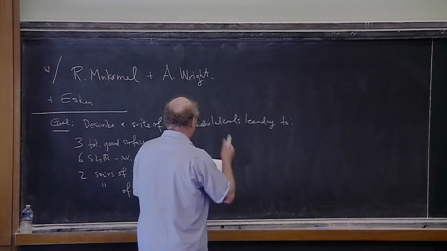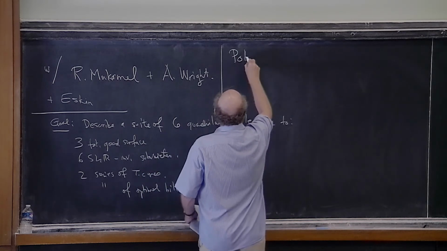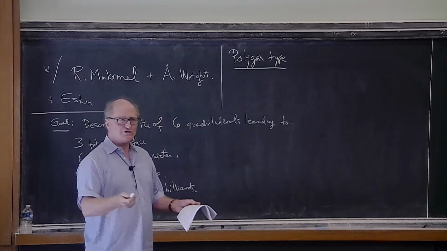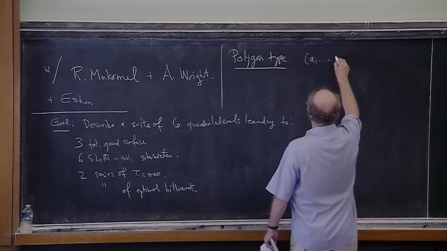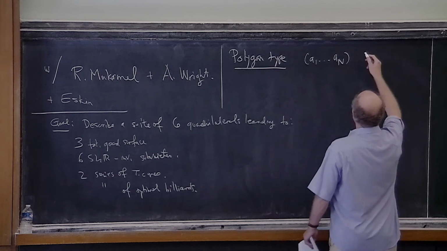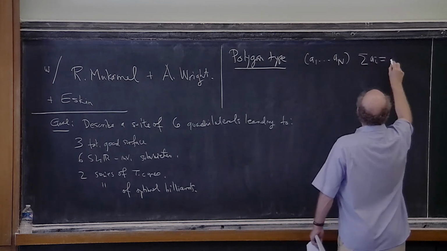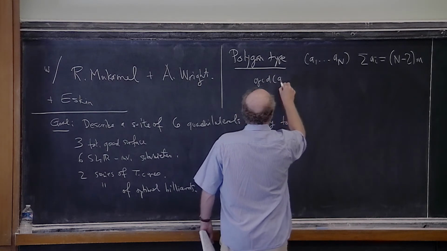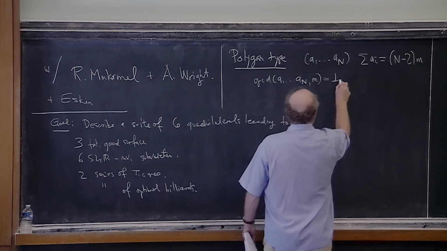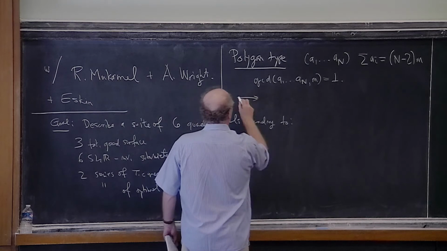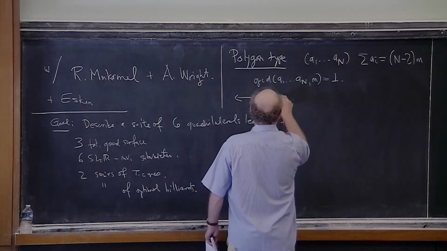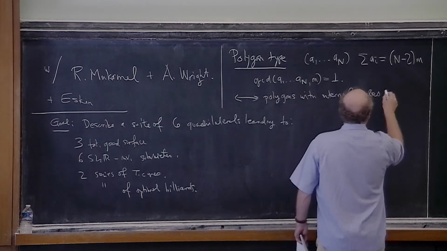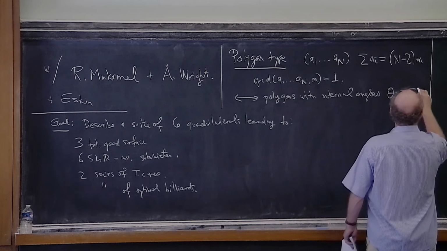I've already introduced it informally. Let me just make it slightly more formal. So I want to discuss polygons, where I've just specified the angles of the polygon. So this is very similar to specifying a cone type, what I'm about to say. So a polygon type will just be a set of integers, a1 up to an, positive integers, with the property that the sum of the ai's is n minus 2 times m, some integer m, and the GCD of a1 up to an and m should be equal to 1. And this polygon type, this sequence of integers, is used to specify polygons with internal angles theta i, which is just pi times ai over m.